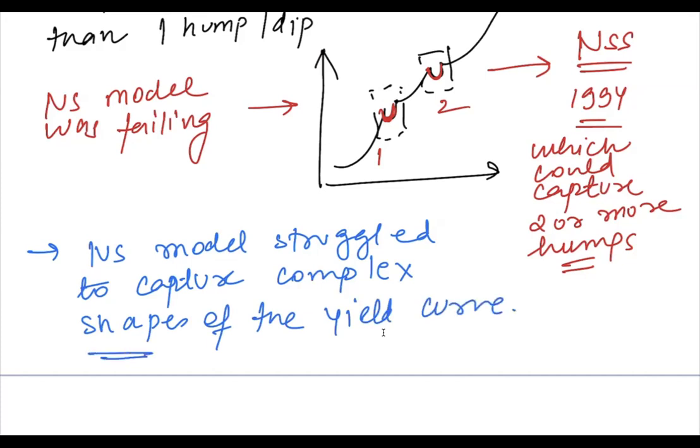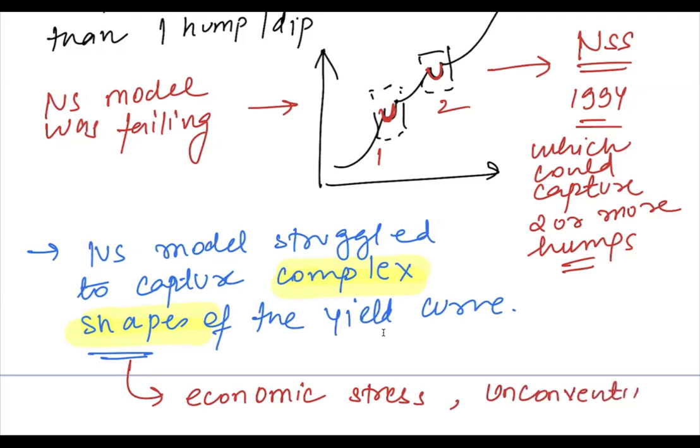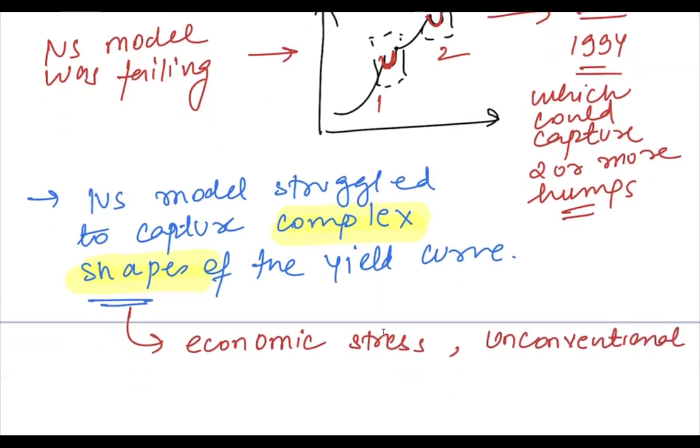Okay. So when do you see complex shapes? When do you see shapes which are complex in nature? During economic stress. Okay. So when do you see such shapes? During economic stress, or when there's any unconventional monetary policy announcement.